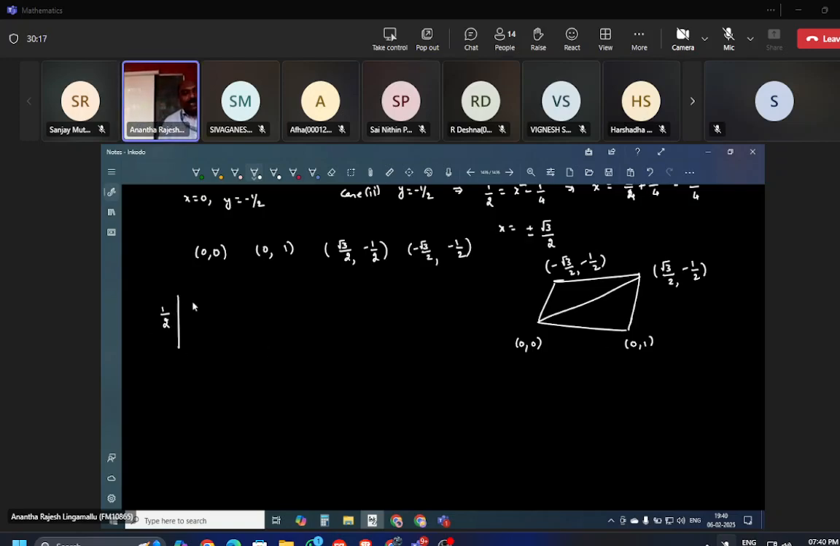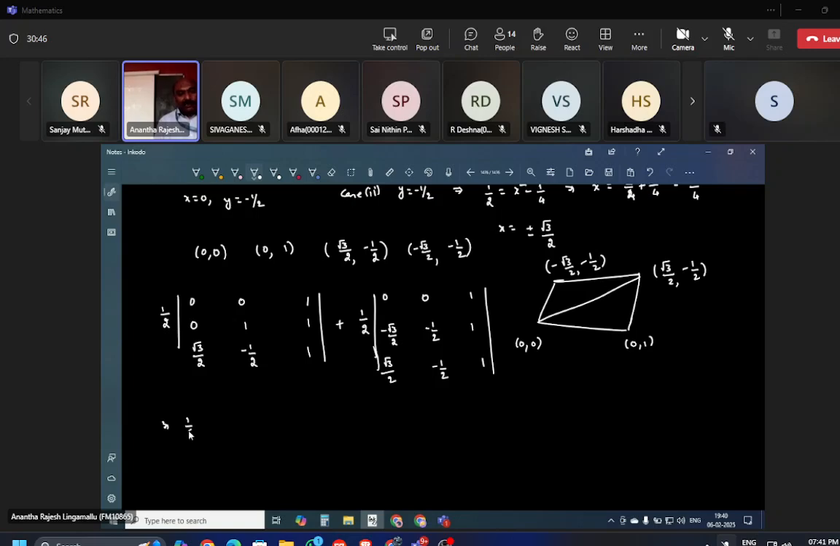Half determinant: 0, 0, 1; 0, 1, 1; root 3 by 2, minus 1 by 2, 1, plus... Always make sure you divide such that the origin comes in both, so that your calculation is easy. Half determinant: 0, 0, 1; minus root 3 by 2, minus 1 by 2, 1; root 3 by 2, minus 1 by 2, 1. This is your answer.